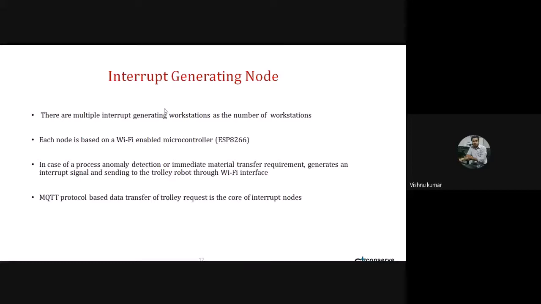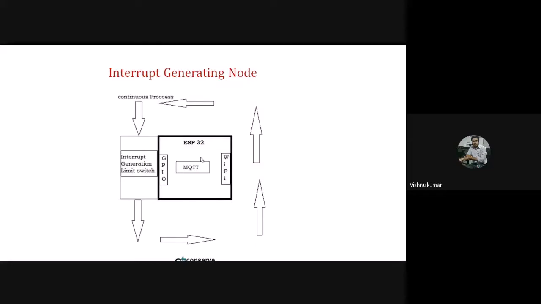The control interrupt generating nodes are based on the ESP8266, a Wi-Fi enabled microcontroller from Tensilica, and the MQTT protocol can be developed inside the ESP8266. Over Wi-Fi with this protocol, we can enable the communication between the mobile robot and the ESP8266.